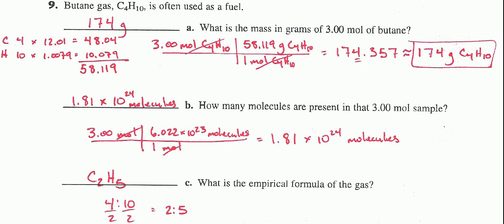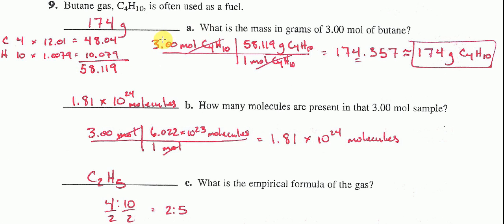Well, in order to convert from moles to mass, I need the molar mass of the compound to use as a conversion factor. So I have 4 carbons, 10 hydrogens, multiply that by the respective molar masses, add those numbers together, and I get 58.119. This is my molar mass of butane.